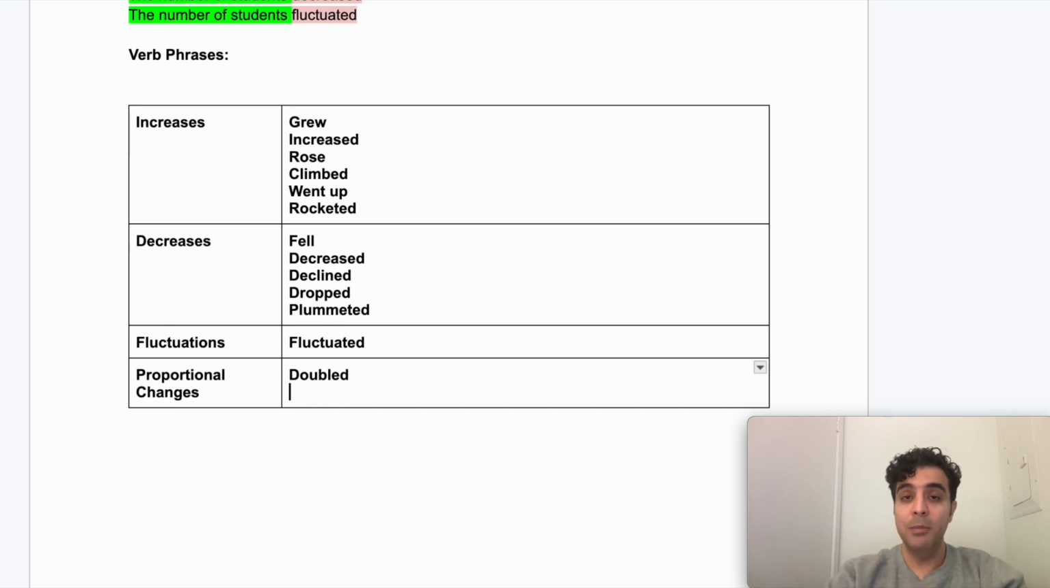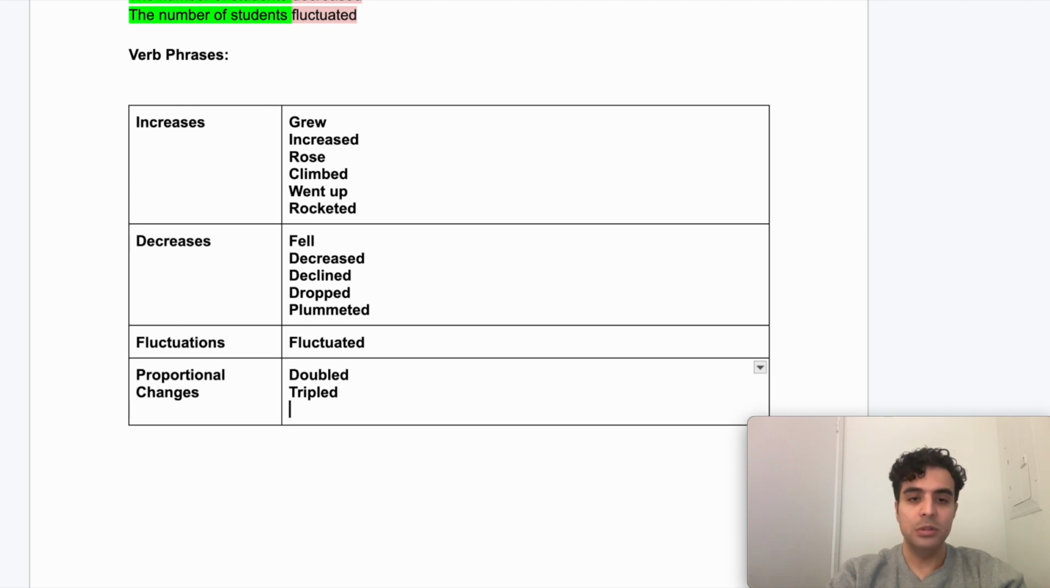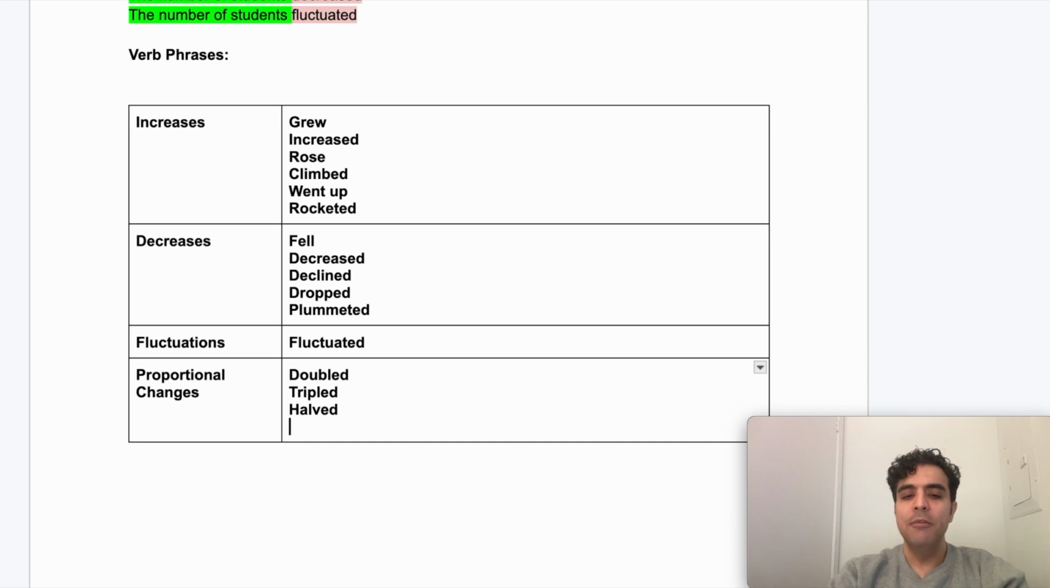If it goes from 30% to 90%, then it's tripled. If it goes down from 50% to 25%, it has halved. And you could also use, for example, a structure like decrease to, and then you need some kind of fraction here. And by fraction, I mean a third, maybe a quarter, or a fifth, right? Just a few common examples.